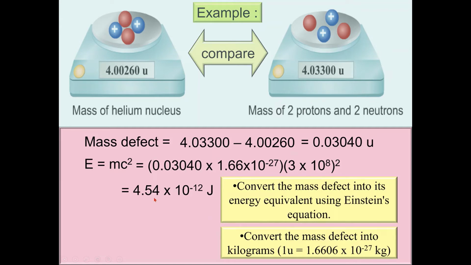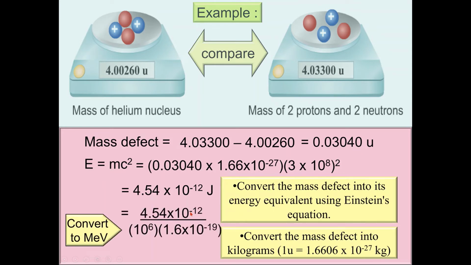So this is the unit of energy equivalent for the mass defect, 0.03040 U. And in terms of mega electron volt, we take 4.54 times 10 to the power of negative 12 divided by 1.6 times 10 to the power of negative 19, and then divided by 10 to the power of 6 for mega. So we get 28.3 mega electron volt.